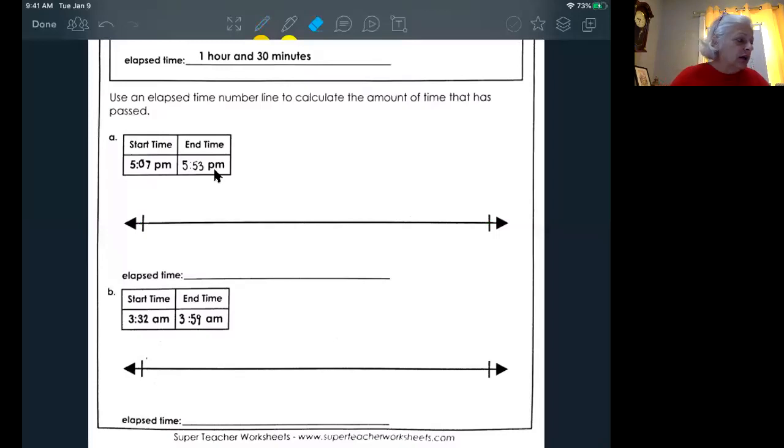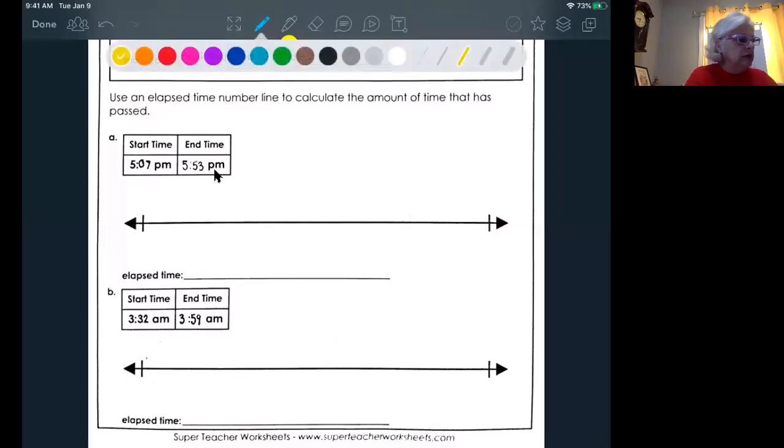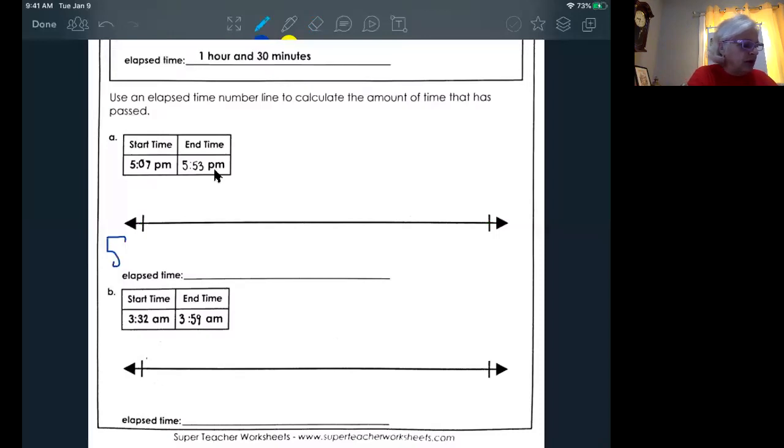So let's get started. The first thing you need to do is, I got to put my glasses on. The first thing you need to do is number your number line. So our start time is 5:07, so here we'll put 5:07. And then our end time is 5:53 right here. Okay, so this is what I always tell my students. You always want to get the minutes to either increments of 5 or increments of 10 because it's so much easier to count by 5s and 10s.